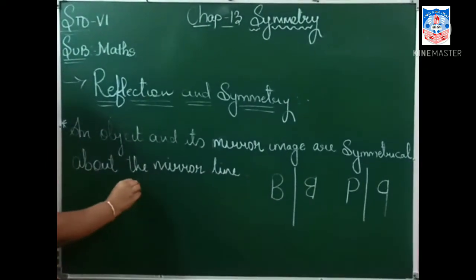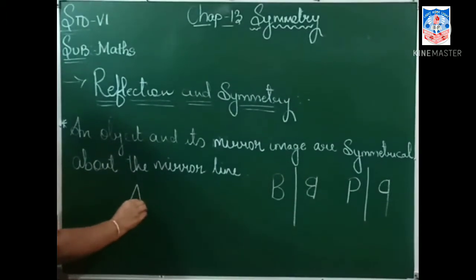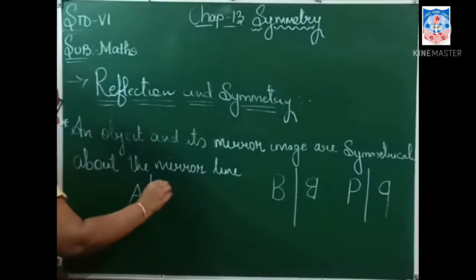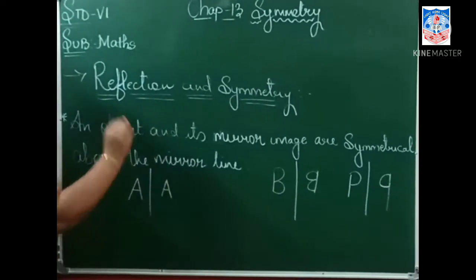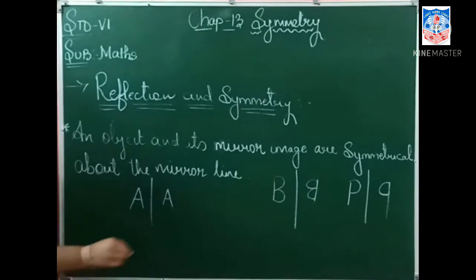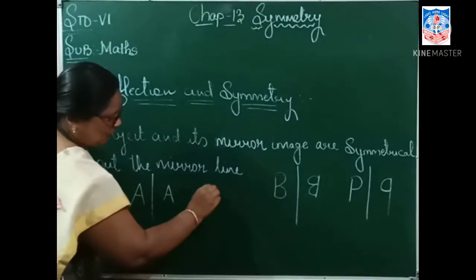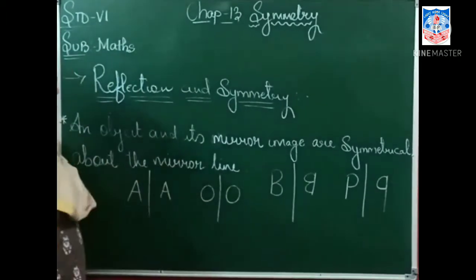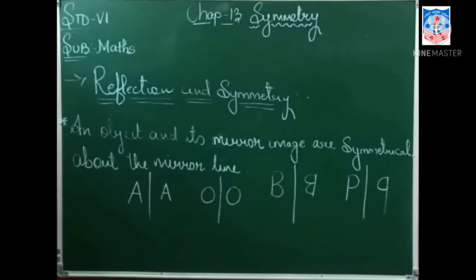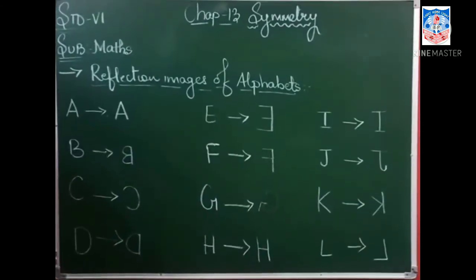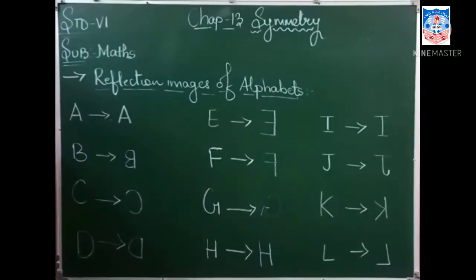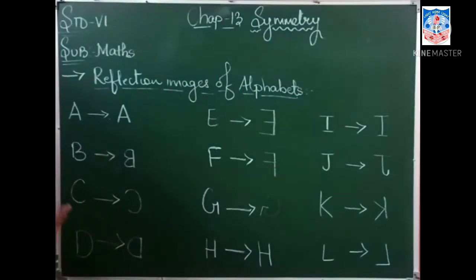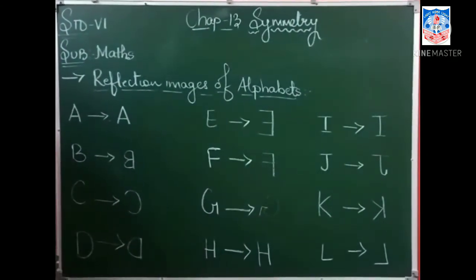But some alphabets look the same. For example, see here, A. When we see A in the mirror, it will appear the same, like this way. O, it will look the same. Understood? Now see here, reflection images or mirror images of alphabets are here. See here.